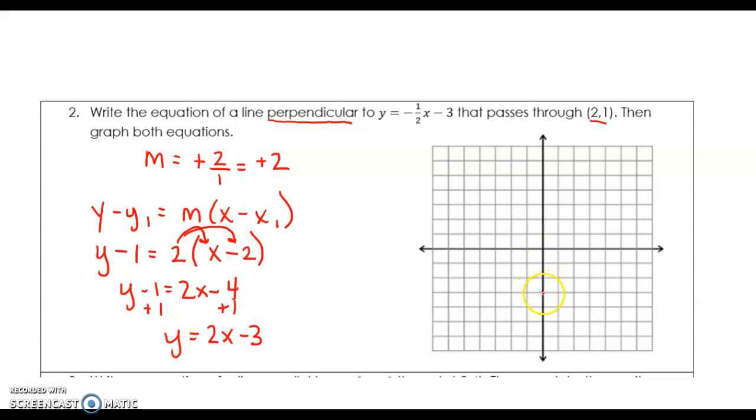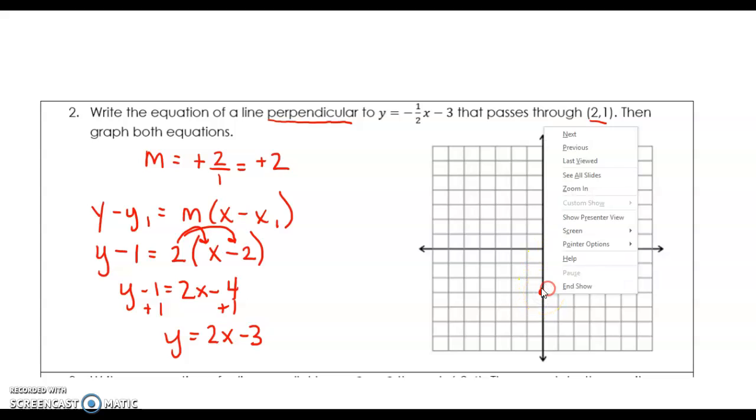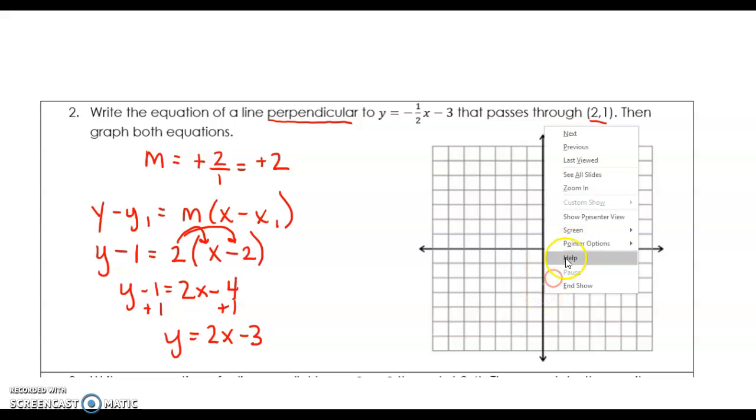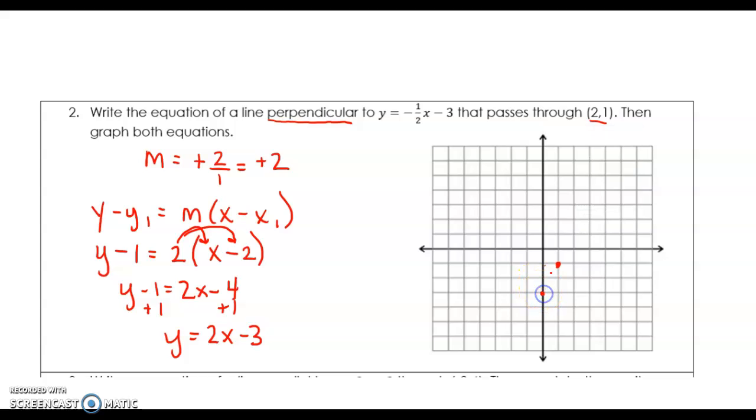That means my y-intercept is negative 3. And I'm going to move with my slope up 2 over 1. And that will be my line.